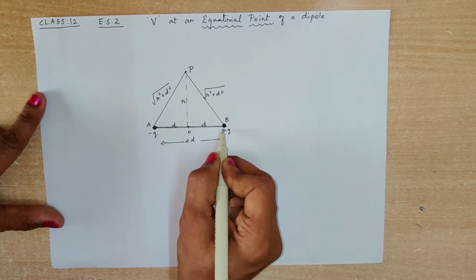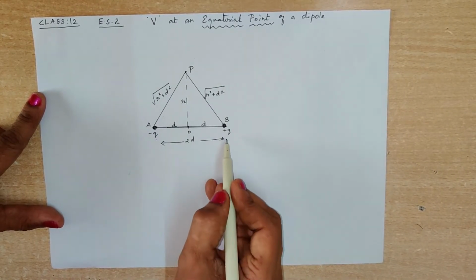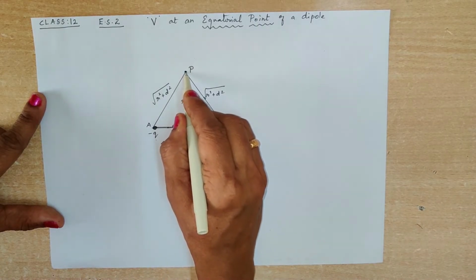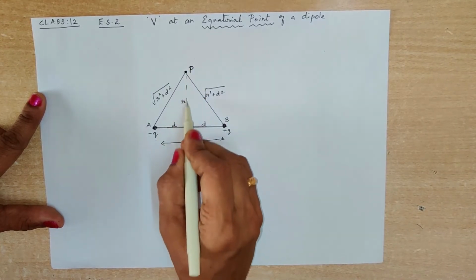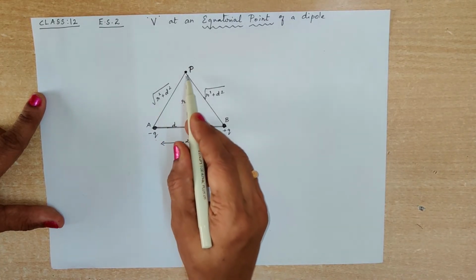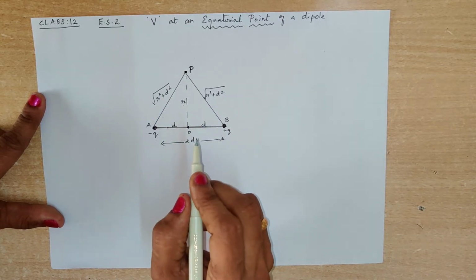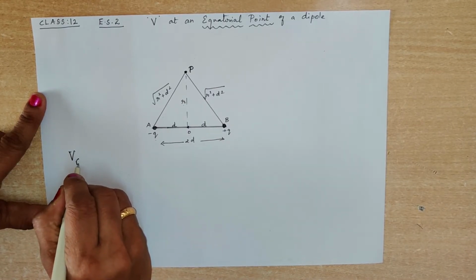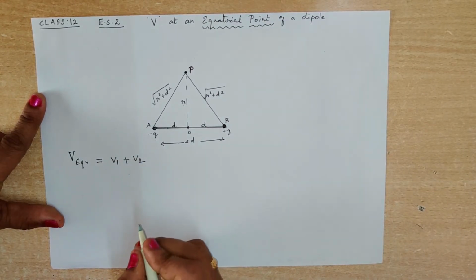And here is a system. Once again we have taken A and B representing the dipole, minus q and plus q, separated by a distance 2d. At the equatorial point, that is on the perpendicular bisector, we have kept the point P as a reference point at a distance r from the center of the dipole. The distances AP and BP are equal, that is square root of r square plus d square. Here also we can write the potential equatorial as V1 plus V2, as in the previous case.